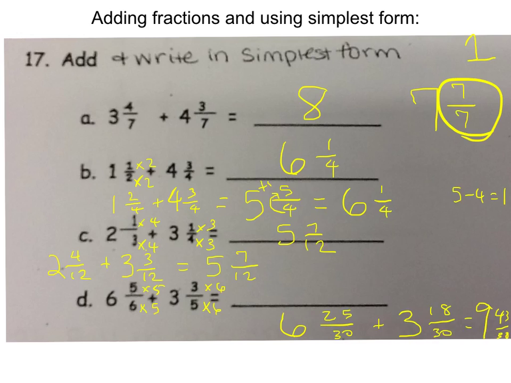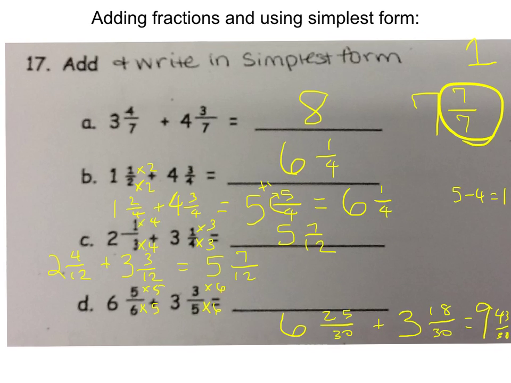43/30. However, I recognize that 30 can go into 43, so I need to rename this in simplest form. 30 goes into 43 one time, so I'm going to add 1 to my whole number. The leftover would be 43 minus 30, and I'm left with 13. So my remainder is 13/30. My answer in simplest form is 10 and 13/30.